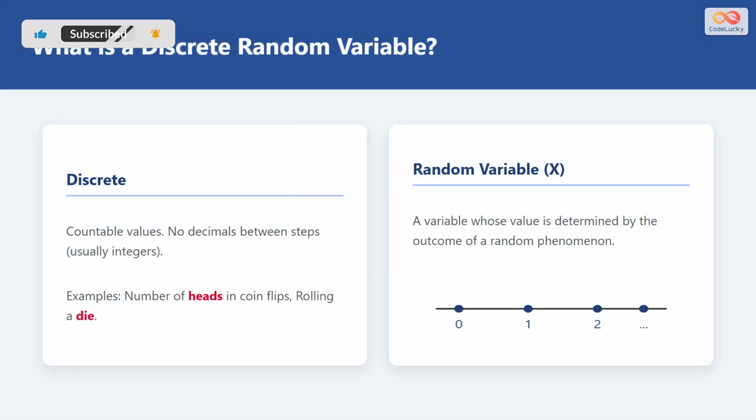First, let's clarify our terms. A discrete random variable involves countable values. These are outcomes like the number of heads in 3 coin tosses or the number you roll on a 6-sided die. There are no decimals in between steps. You can't roll a 3.5.